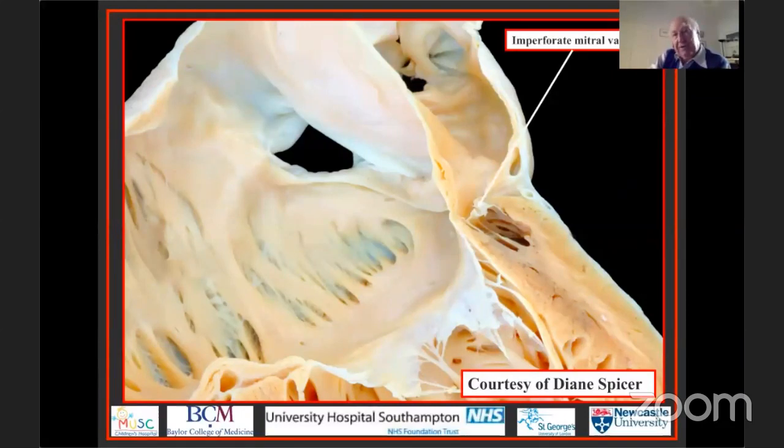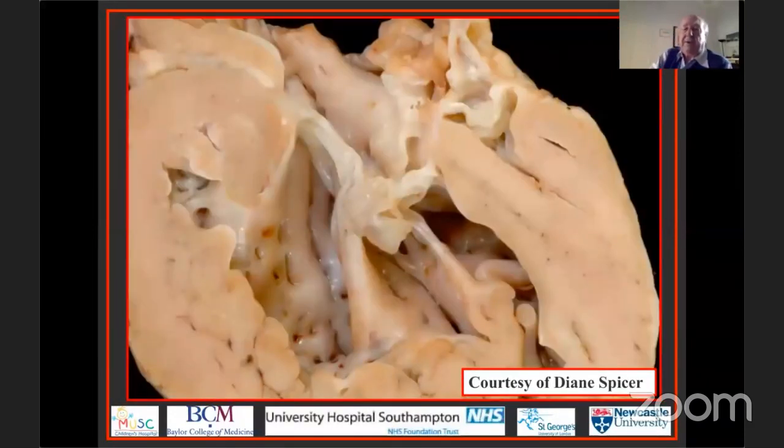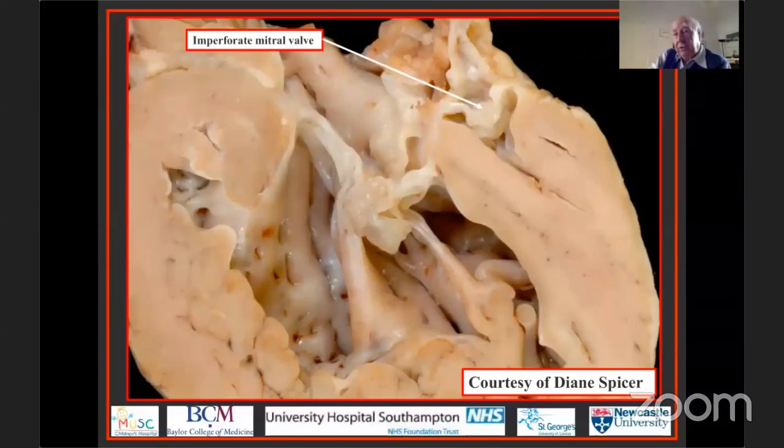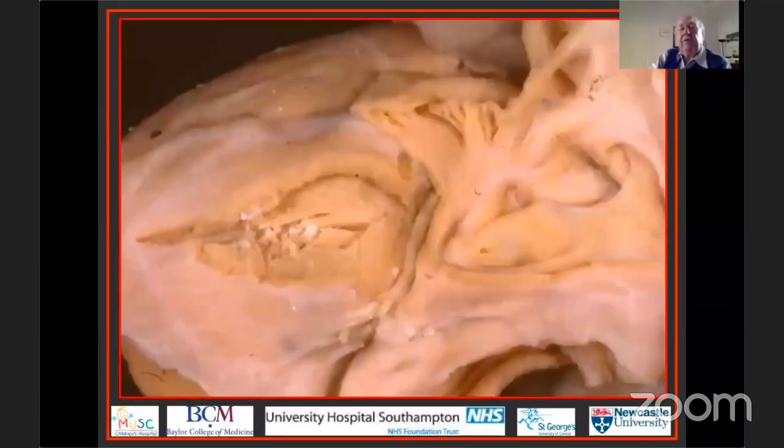In this one, you see that there is still tension apparatus in the left ventricle, which is somewhat more globular, but it's still tiny. And again, there is no fibroelastosis. And yet a third example, this time from an explant, again, one of Diane's beautiful photographs. This time, the mitral valve is a little larger, showing that the insult happened later during fetal life. But again, the left ventricle is tiny. Look how close it is to the atrioventricular junction. Once more, without fibroelastosis, but with tension apparatus of the atretic mitral valve itself being imperforate.